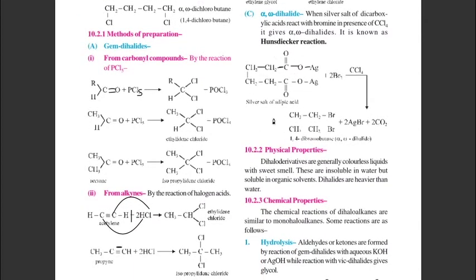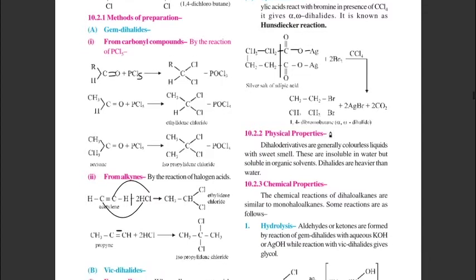Next is alpha omega dihalide. When silver salt of dicarboxylic acid reacts with bromine in presence of carbon tetrachloride, then we get alpha omega dihalide, and this reaction is known as Hunsdiecker reaction. In this reaction, AgBr gets removed and carbon dioxide also gets removed. The remaining group gets added with both carbon atoms attached to one bromine atom, and hence we get alpha omega dihalide.